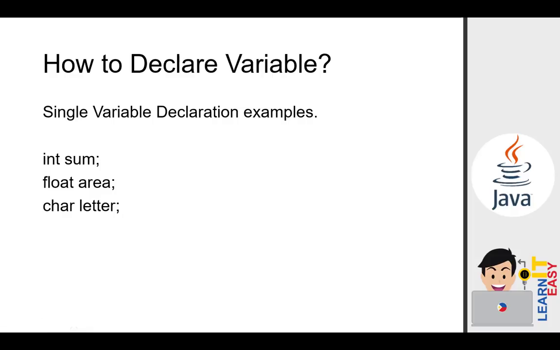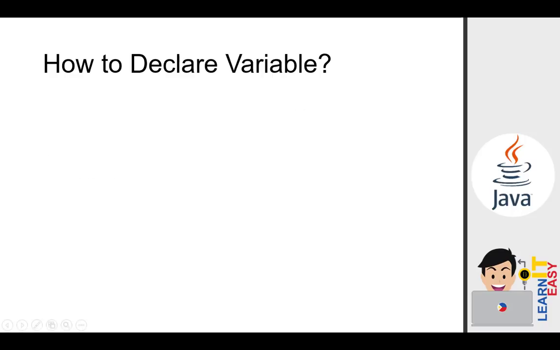Kapag nakalimutan mo yung semicolon, ang iisipin ng Java ay magkadugtong ang float area dun sa taas na int sum. So, pag naglagay tayo ng terminator, ang ibig sabihin nito, isang buong piraso ito ng code at ito isang buong piraso rin ng code.